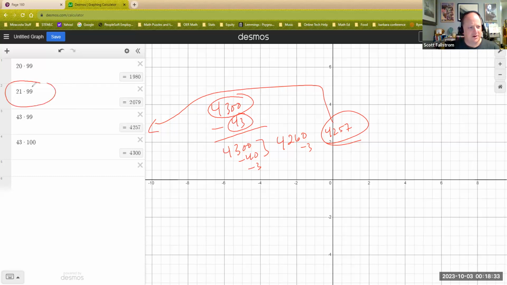And that works for all of them, right? 21 times 99 would be 21 times 100. Well, 21 times 100 would be 2,100. And then you just drop 21. So 2,100 drop the 20 would be 2,080, and then drop the 1, 2,079. And you can get there without having to do the multiplications. And hopefully that makes sense.